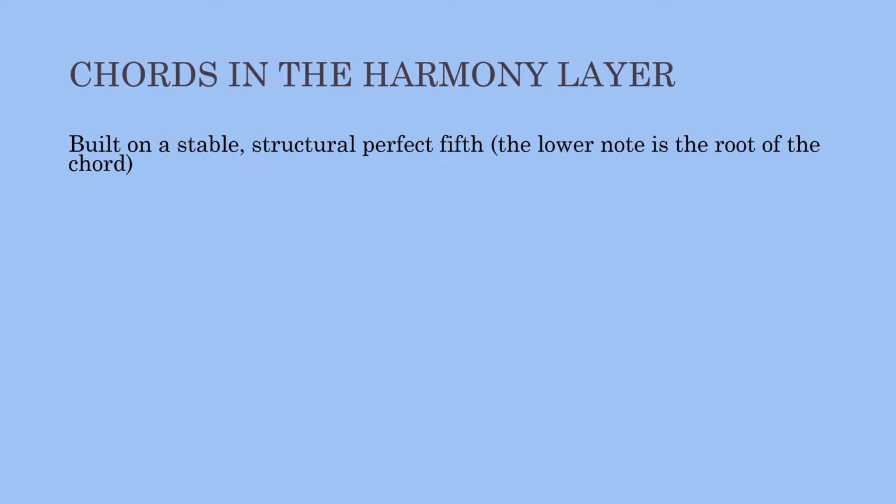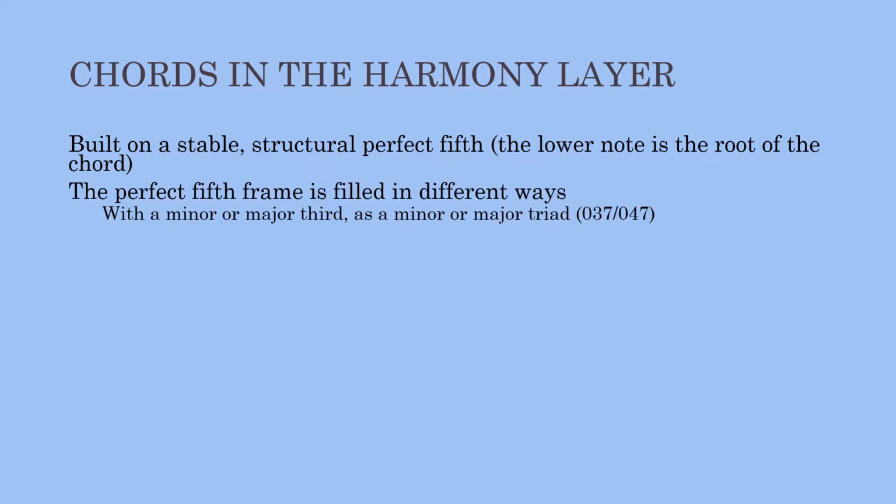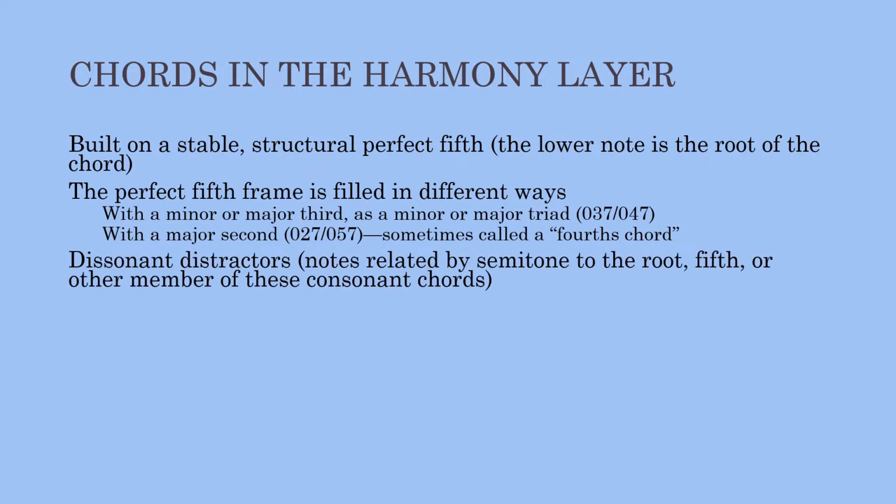Chords are generally built on a stable structural perfect fifth, which establishes its lowest note as the root. The perfect fifth frame may be filled in various ways. Relatively consonant fills include a minor or major third, creating a minor or major triad, 037 or 047, or a major second, creating a more open fourth-dominated chord, 027 or 057. The fifth alone, or these relatively consonant fills, often attract dissonant distractors, notes that lie a semitone above or below one of the relatively stable notes.